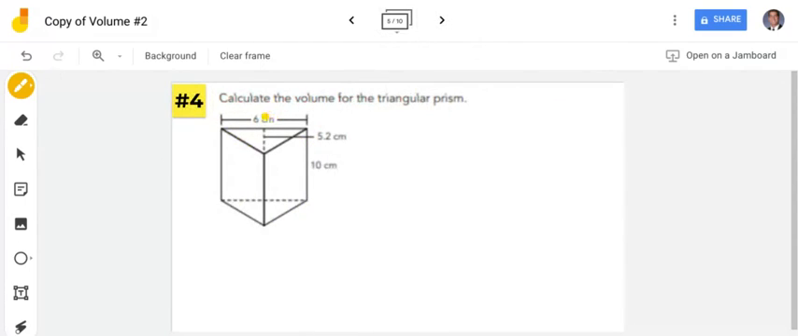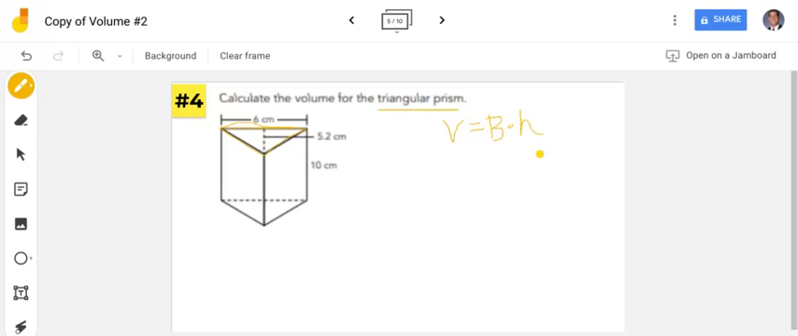Number 4 here, we don't have a rectangular prism. We have a triangular prism. Why is this a triangular prism? Well, because the base of the prism is a triangle, right? This right here is a triangle. Okay, and so just like we calculate the volume of a rectangular prism, for a triangular prism we still do volume equals area of base times the height.